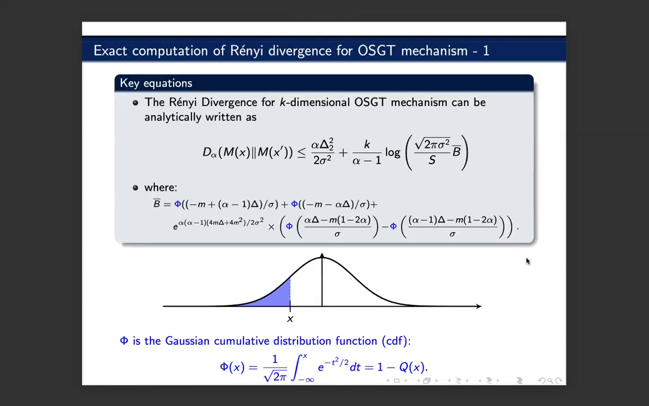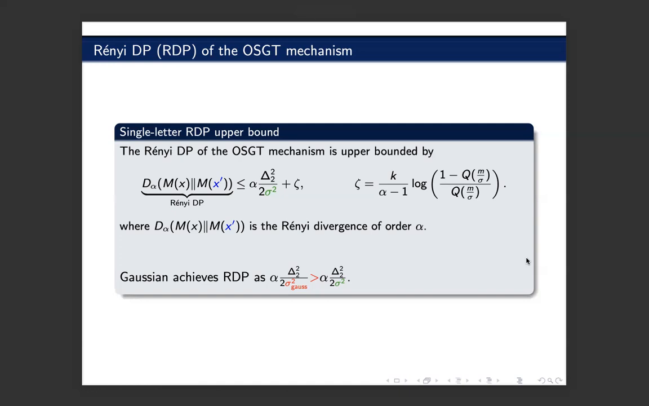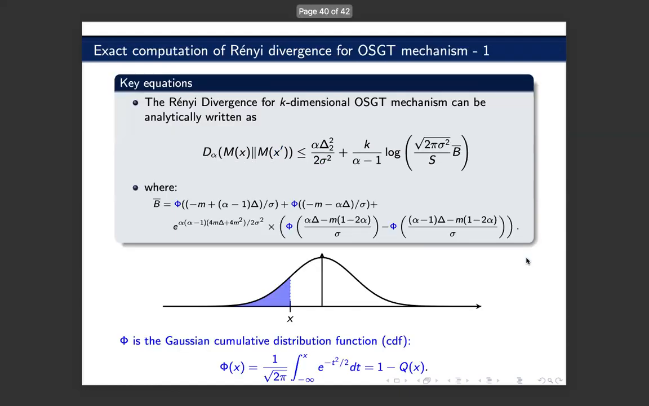I don't want to go into any of these details, but we have the exact computation of it. That was a very loose upper bound. This zeta term is a loose upper bound, but it's easy to compute. The exact computation is a little more involved. It involves the Gaussian CDF, but anyway, you can compute this. I have the code, which I can share with you. It is expressed like that.